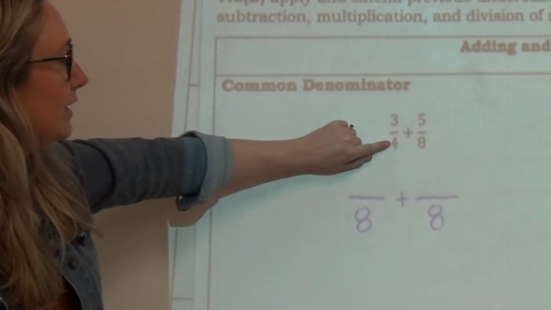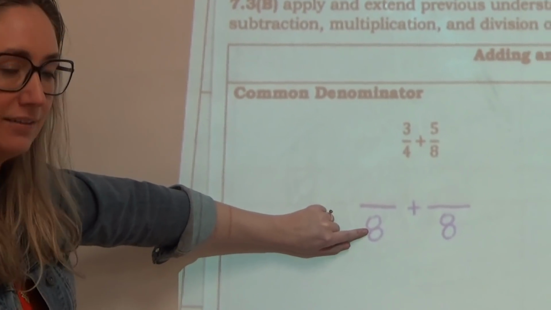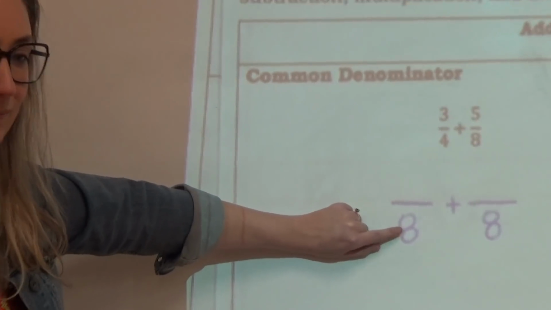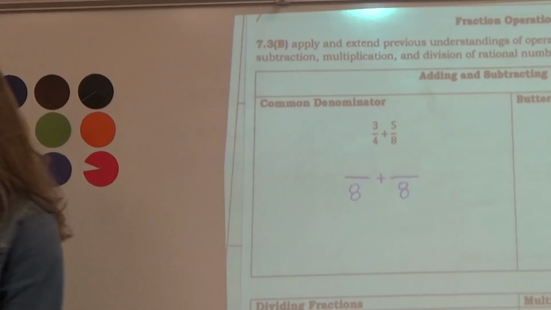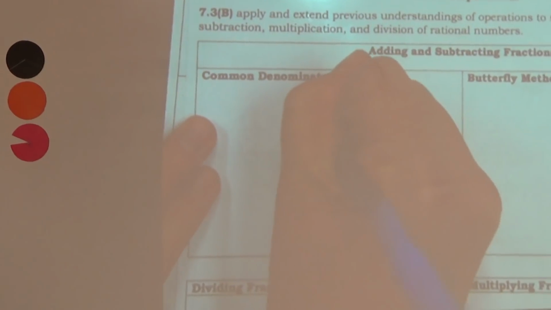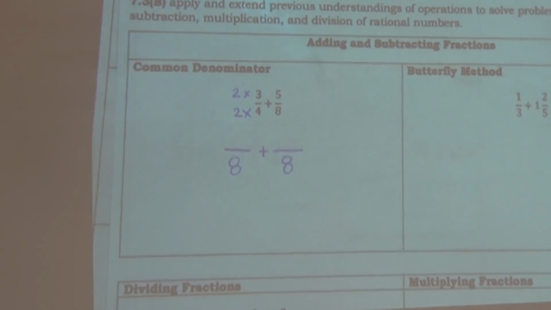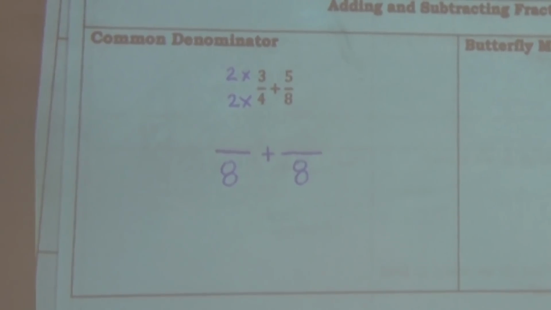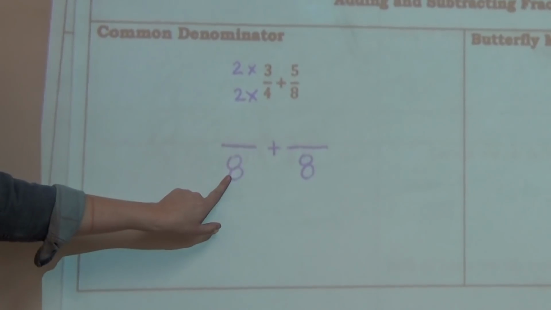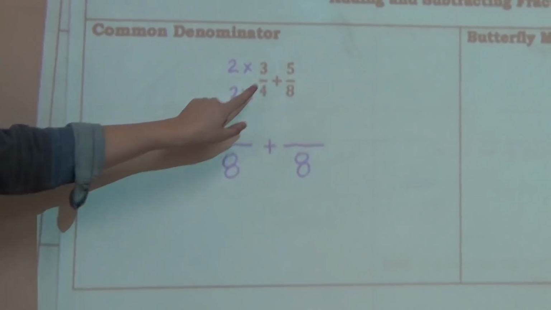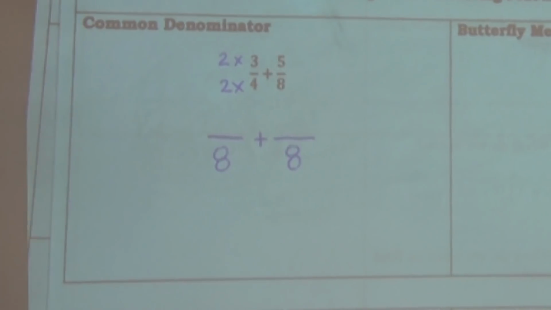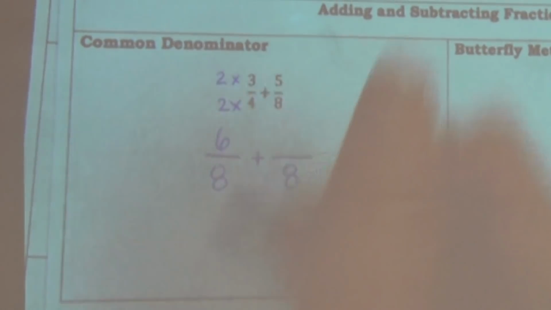How many times, Miss Strube, can 4 go inside of 8? 8 divided by 4 is 2. Good, so it goes in 2 times. We need to make an equal fraction, so we're going to multiply the top and bottom by 2. 2 times 4 is 8. 2 times 3 is 6. Yay! I am so smart.